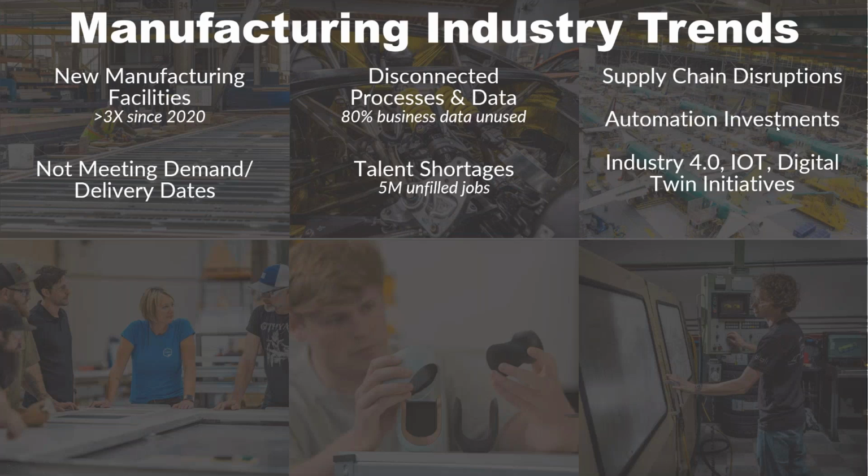Another big thing is there's a lot of automation going on. One of the things we see is people trying to automate an inefficient process. A lot of times you need to improve the process first and then look at how automation fits in that environment. With all of these things going on, organizations are trying to figure out how to leverage the data they have. In most organizations, 80% of their business data is unused. So how can we use that in a smart way to support and improve our decision making?